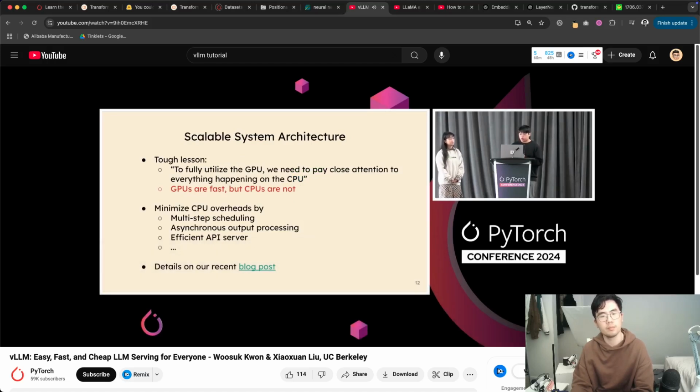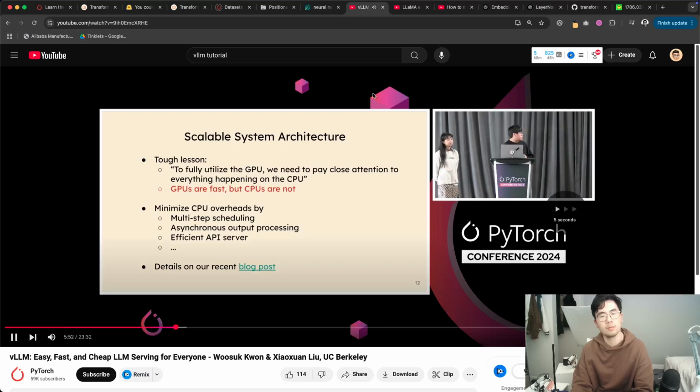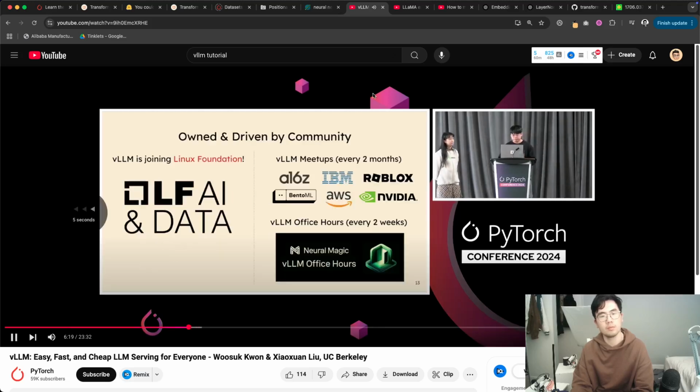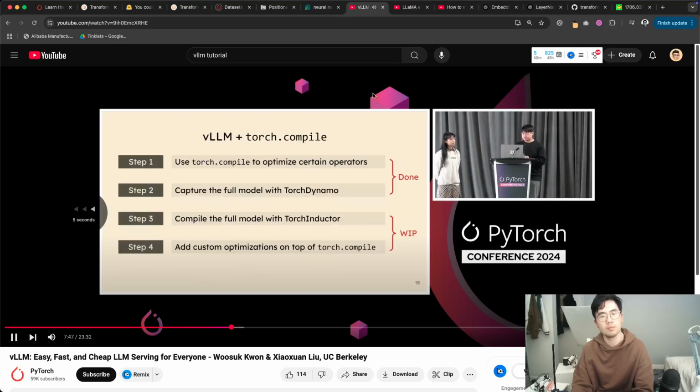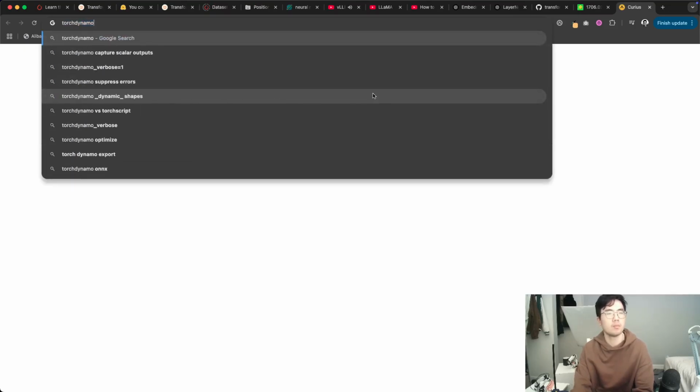Another critical factor in performance is how the entire system is architected. During the development of vLLM, we also host regular meetups and open discussions. PyTorch has been a key part of our sustainability, and vLLM is typically built from scratch, which still offers so much while we are currently in the middle of the process.